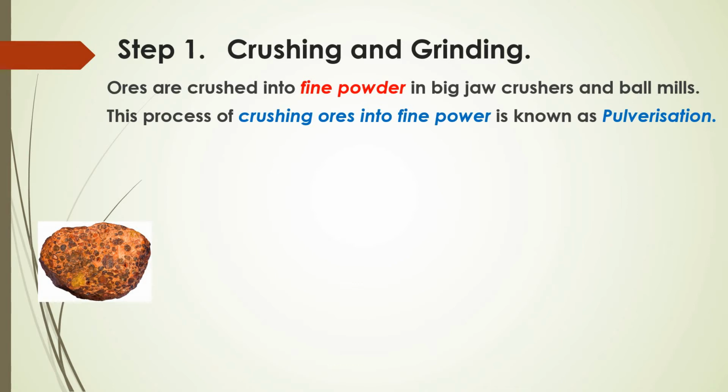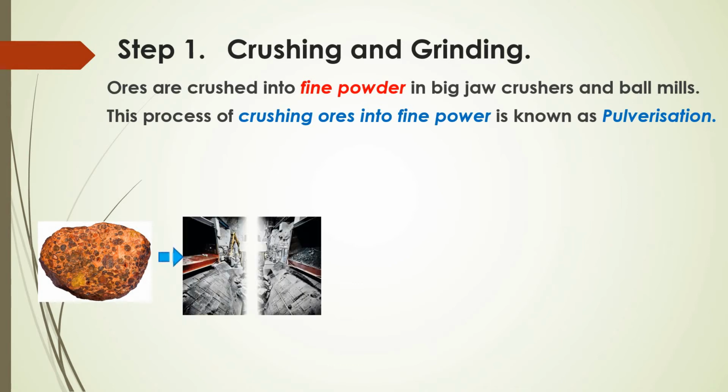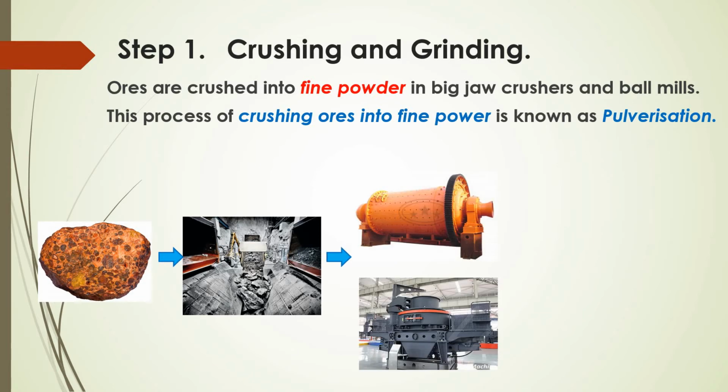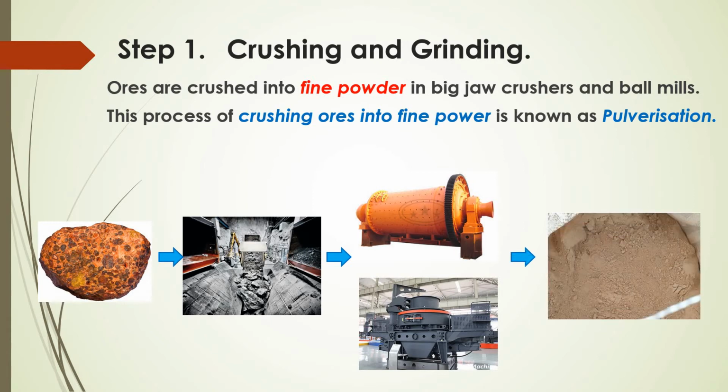It is a huge stone. Now this bauxite ore is collected from the mines, taken to the factory, and ground and converted into fine powder with the help of ball rollers or jaw crushers. And finally we get this powdered form of bauxite ore.